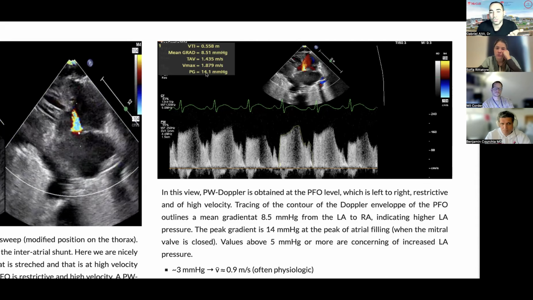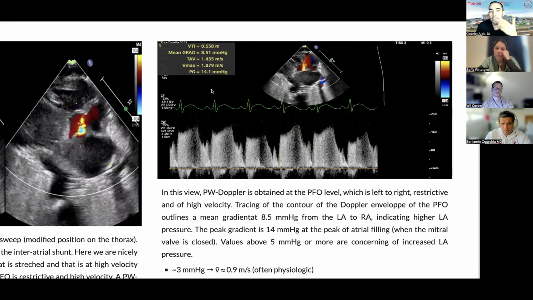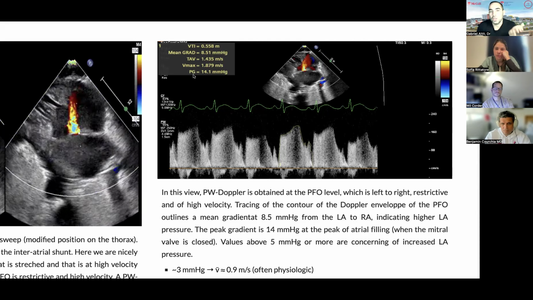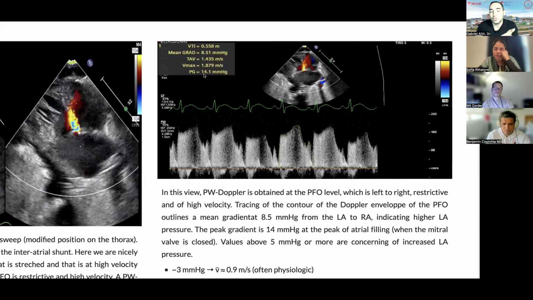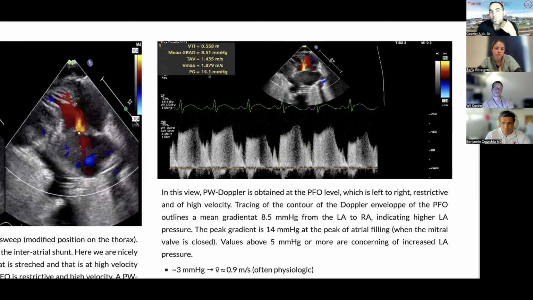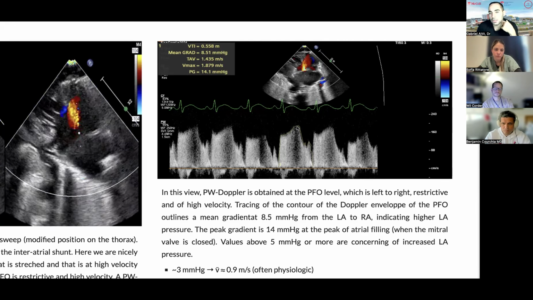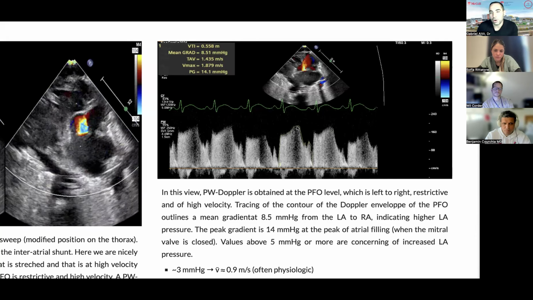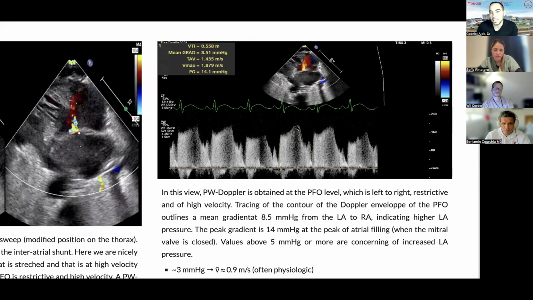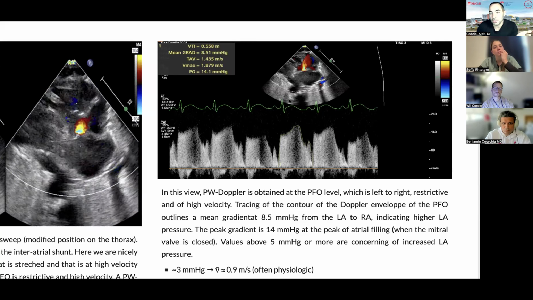Okay, and a peak gradient, which means what peak gradient? The peak gradient velocity, translated by Bernoulli, tells you that between the LA and the RA, there's about 14 millimeters of mercury. When does the peak gradient appear? It's when the mitral valve and tricuspid valve are closed and your LA and your RA are being filled. So that's typically when? That's typically during ventricular systole.